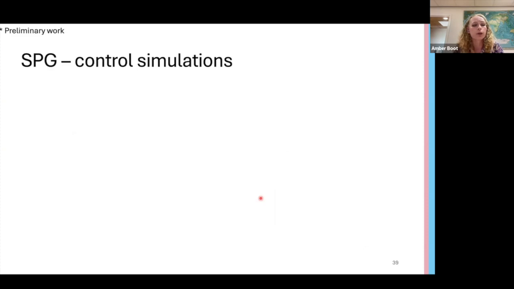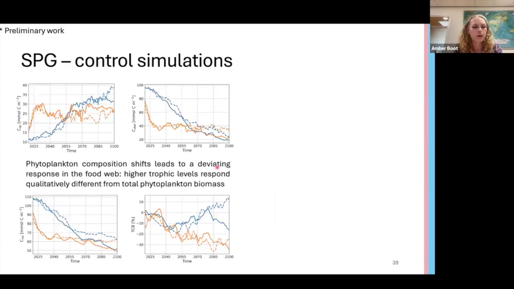And I want to focus on the control simulations. There are two interesting things happening in the control simulations. First of all, it's this phytoplankton composition shift that I was talking about, right? So now I'm talking about the blue lines here. And we see a deviating response in the food web, where the higher trophic levels respond qualitatively different from the total phytoplankton biomass. So this is one thing that's interesting there.